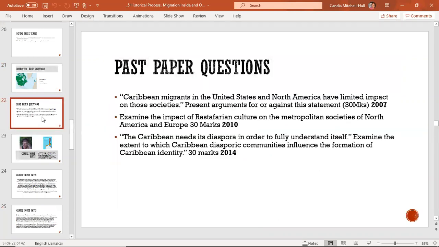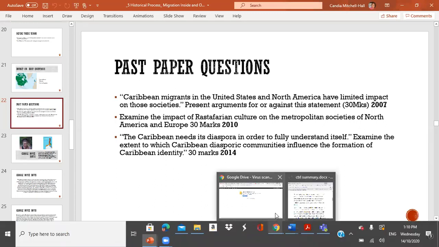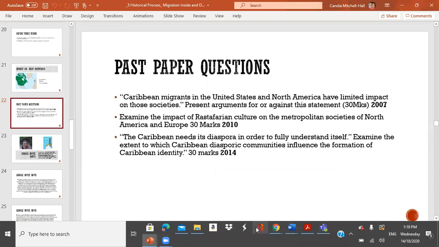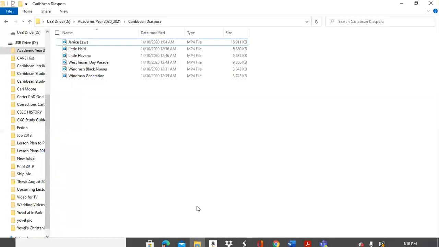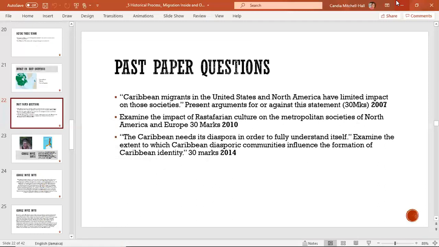Now, ladies, when it comes to the past paper questions on this topic, these are 3 questions that students should have done in the past. All right, so I'm going to ask someone. Jackson, you can read this for me, please. Sure, sir. Go ahead. Caribbean migrants in the United States and North America have limited impact on those societies. Present arguments for or against this statement, March 2007.